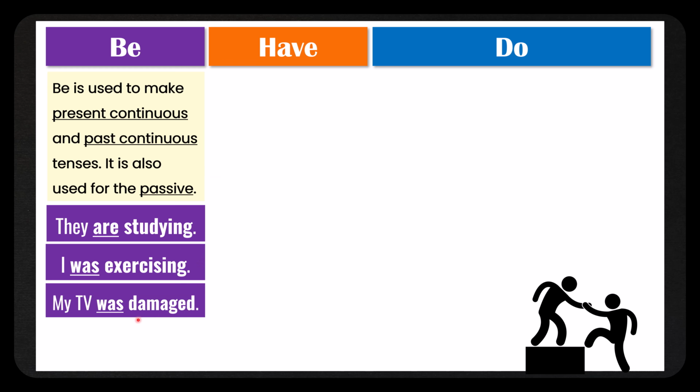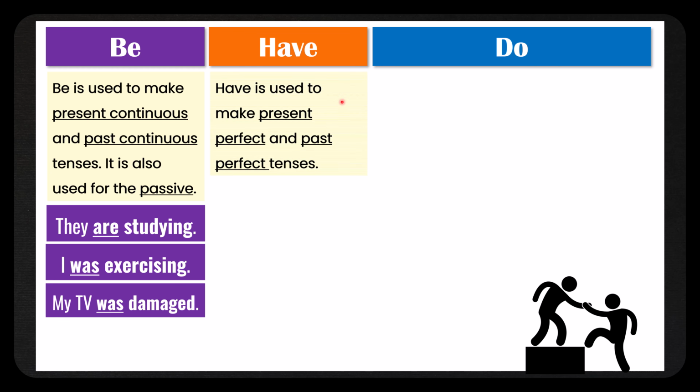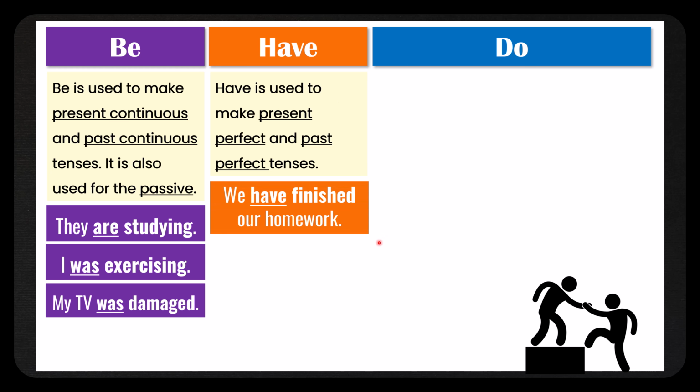In the last example, my TV was damaged. This is in the passive voice. The main verb is damaged, and was is the auxiliary verb helping us form the passive voice. You can check out my lesson on the active and passive voice as well. Now let's look at examples of have. Have is used to make the present perfect and the past perfect tenses. For example, we have finished our homework. The main verb, finished. Have is an auxiliary verb we use to make the present perfect.